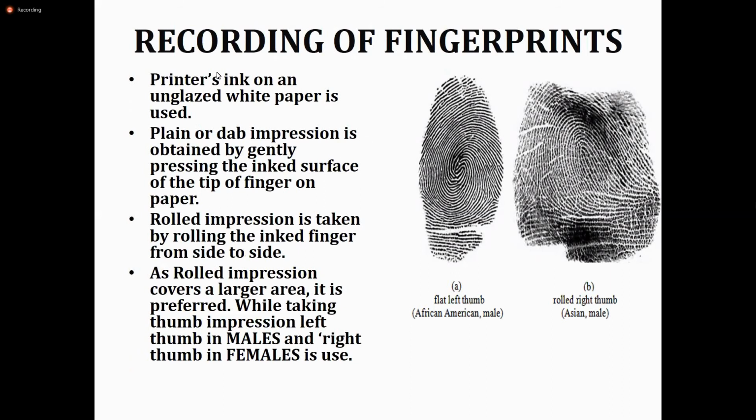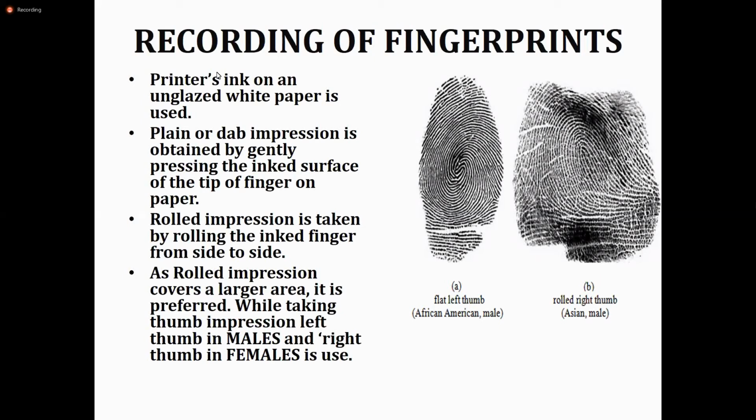In plain, you just take the printer's ink and press your thumb on it, and you take an unglazed white paper and just dab or press lightly, gently, on the ink surface by the tip of the finger on the paper. That's it. That's how you take the plain impression.